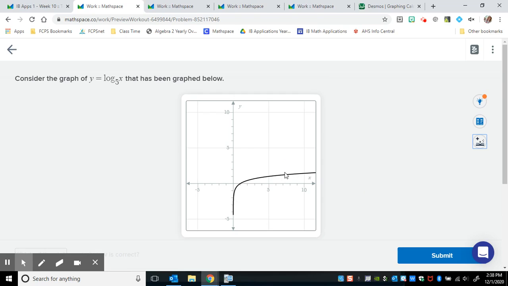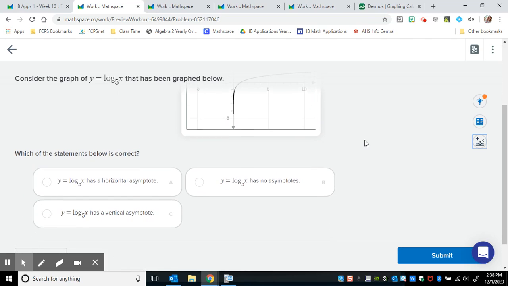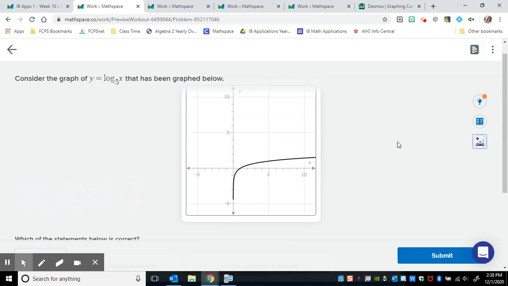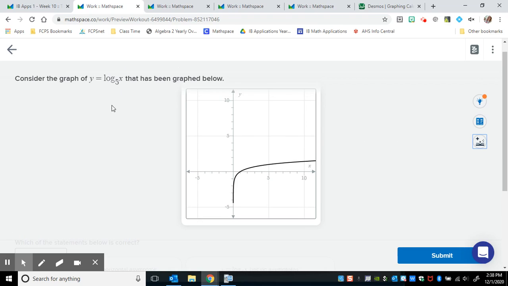So let's get into it with number 1, where we have the graph of log base 5 of x, and we're being asked which of the following statements is correct. Either it has a horizontal asymptote, a vertical asymptote, or no asymptotes. So remembering that all logarithmic functions have a vertical asymptote would be helpful.